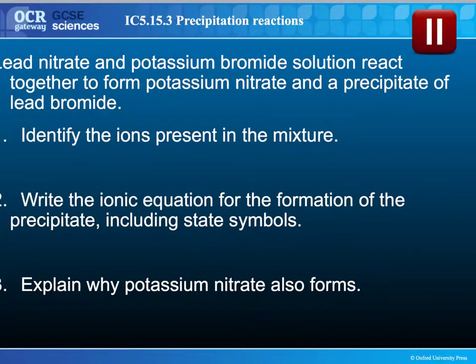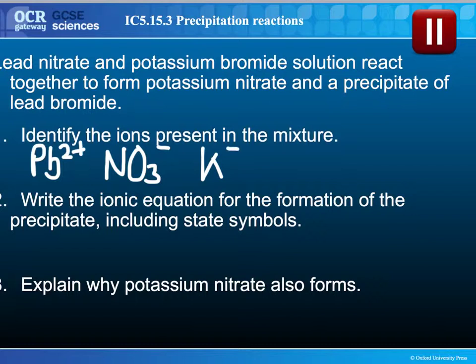Here's one that you might like to try before I go through it, and then the steps are identified for you. So, lead nitrate and potassium bromide reacting together to form potassium nitrate and a precipitate of lead bromide. So firstly, what are the ions involved? We've got lead nitrate, so we've got Pb2+, and nitrate ions, which are NO3-. We've also got potassium bromide, so we've got K+ and Br-.